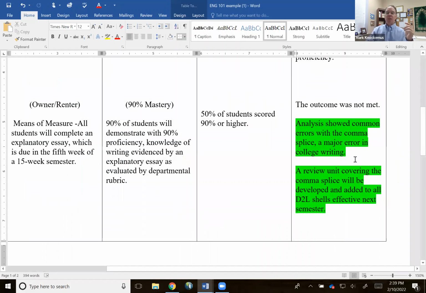So then what do we say? The analysis showed common errors with the comma splice, a major error in college writing. So now what are we going to do about this? We can't just walk away and go, I don't know, comma splices. We have to do something.